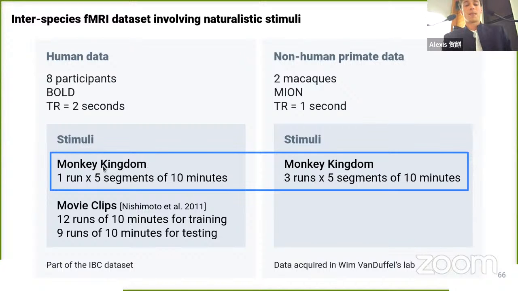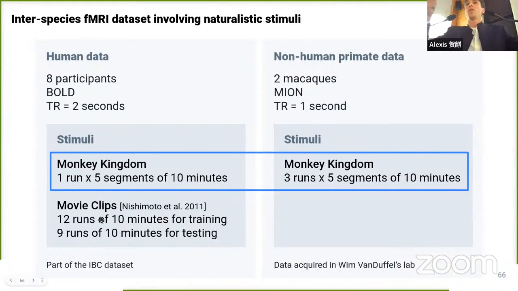This movie will be divided in 5 segments, and human participants will only watch it once, but macaques will see it 3 times so that we get a better signal-to-noise ratio. The same human participants have also been scanned while watching short movie clips. So again, it's a very similar setup to what we've seen before. And we use this data.